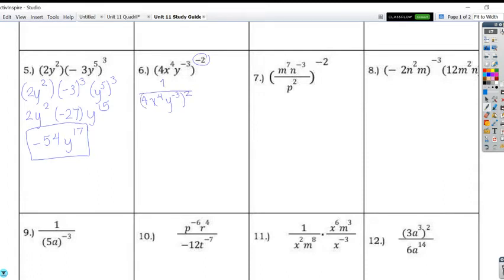There's nothing in the numerator, so we hold that with a place value of 1. Now, this positive 2 exponent that we have outside the parentheses is going to have to spread the love and share with everybody. So we'll get that 4 squared, we'll have this x to the fourth, that's squared, and we'll have this y to the negative third, squared.